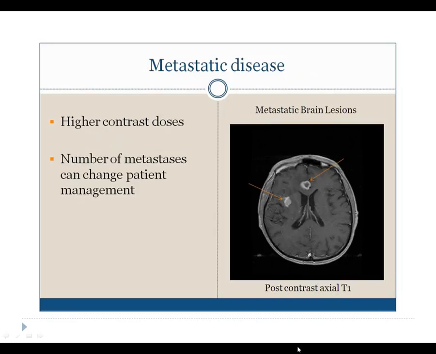In some cases, lesions that cannot be seen otherwise will become visible. Visualization of small lesions, such as early metastasis, may require delayed imaging or an increased dose of contrast to visualize all of the lesions. If there are a significant number of lesions, this may change how the patient's treatment is managed.